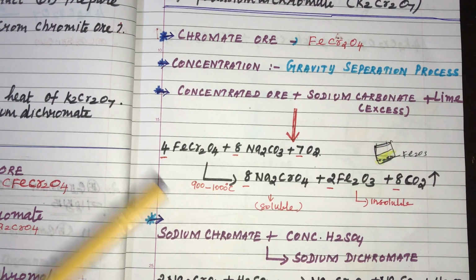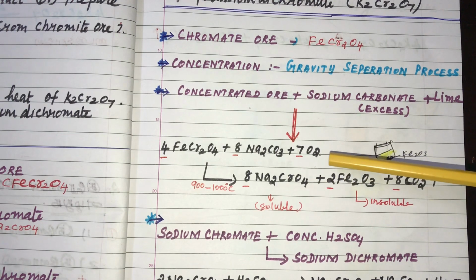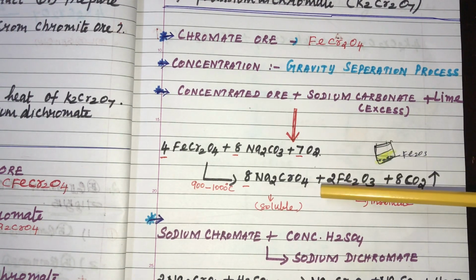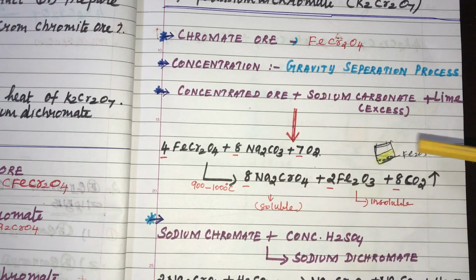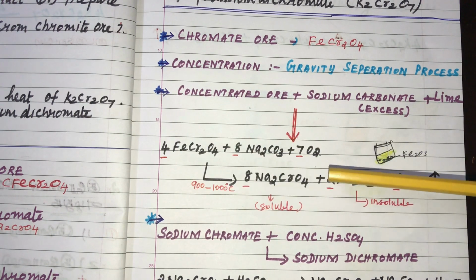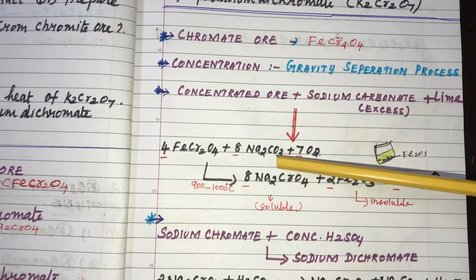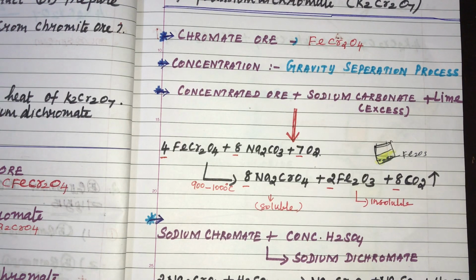So chromite ore on heating with sodium carbonate, excess of lime, and in the presence of air, is converted into sodium chromate, and the iron present forms iron oxide. Because of the carbonate, it releases carbon dioxide. FeCr2O4 plus Na2CO3 plus O2 gives Na2CrO4, Fe2O3 plus carbon dioxide. Here the coefficients are 4, 8, 7, 8, 2, 8. In that way we can memorize 4 8 7, 8 2 8.